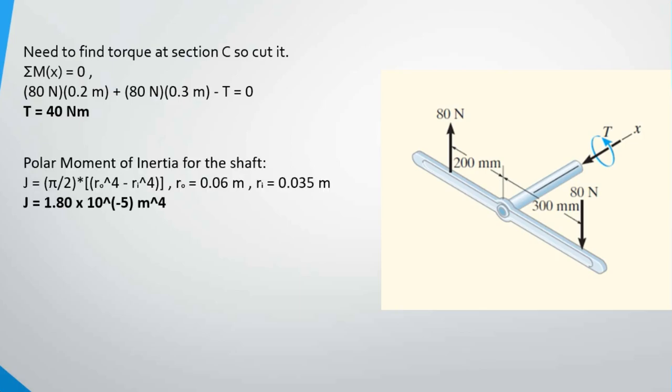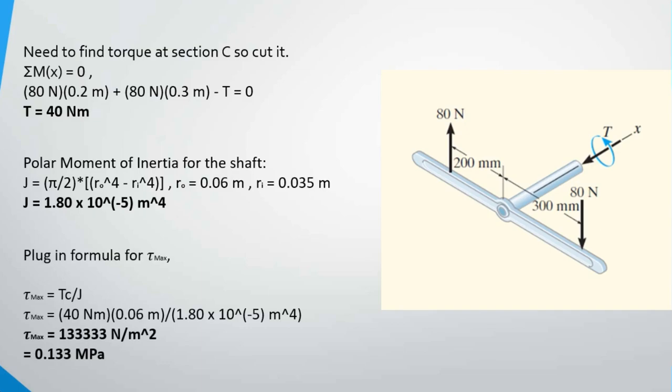We're going to use a very similar formula for the polar moment of inertia because it is a circular shaft. However, it is not a solid shaft, it is actually a hollow shaft. So the formula will have to be pi over 2 times the outer radius to the power of 4 minus the inner radius to the power of 4. And we get that J is equal to 1.8 times 10 to the negative 5 meters to the 4th.